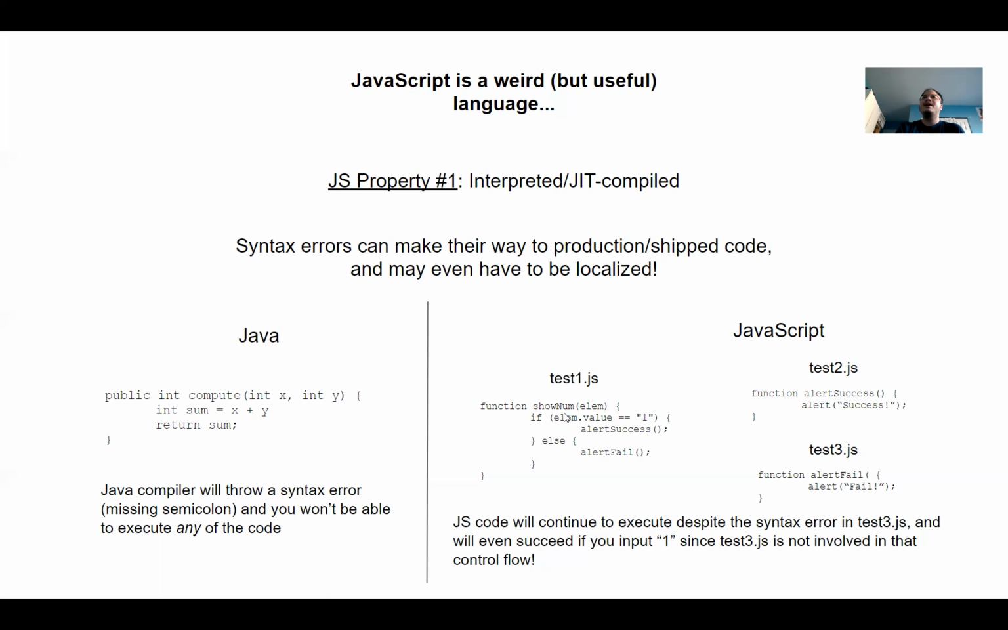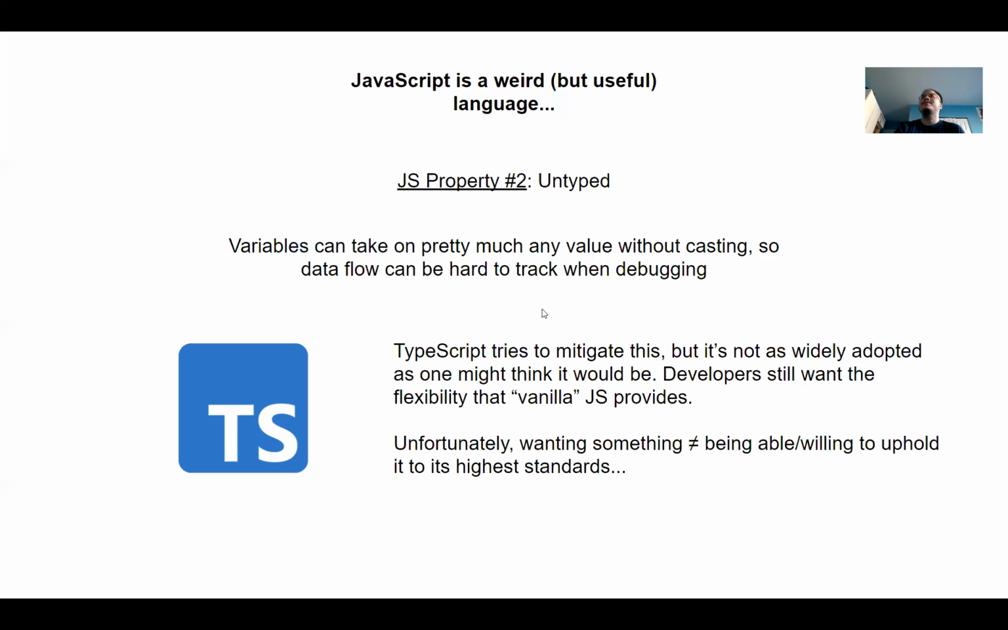Okay. So from the standpoint of debugging, that means that data flow can be very hard to track because you have all these different types that you need to care about. It's not just one uniform type that a value can take on.